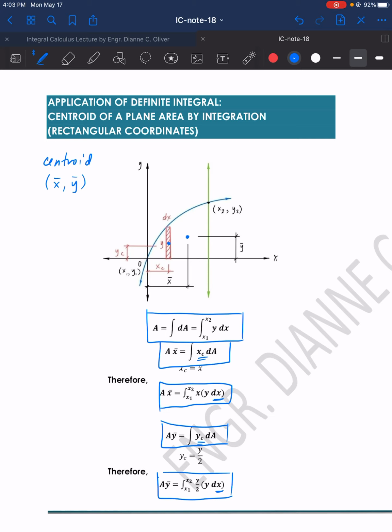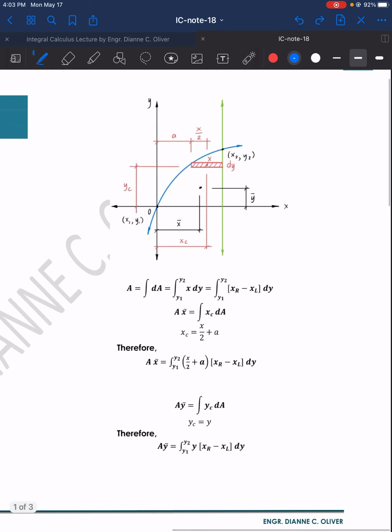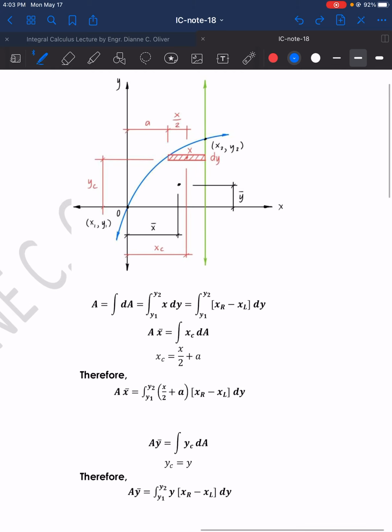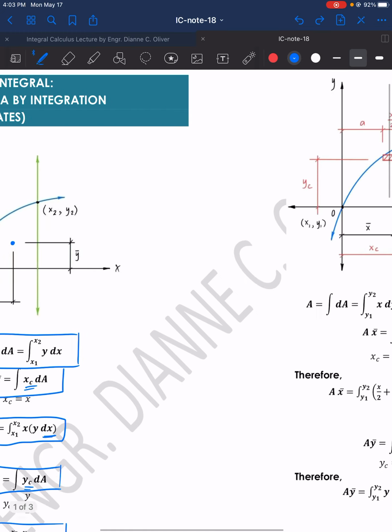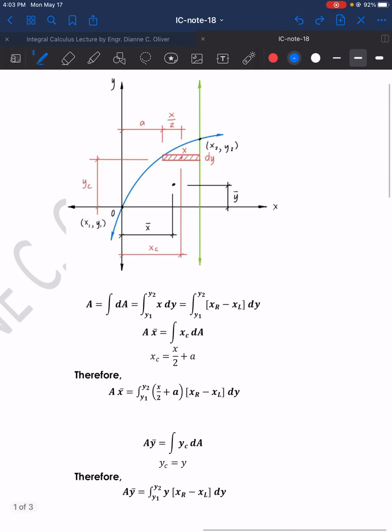Now what if we've decided to use the horizontal area strip instead? So instead of the vertical area strip, we've decided to use the horizontal area strip. So here are the conditions if we are using the horizontal area strip, using the same figure as we have here in this situation. So we have a horizontal area strip. Again, we will need the area. We will solve for the area first.